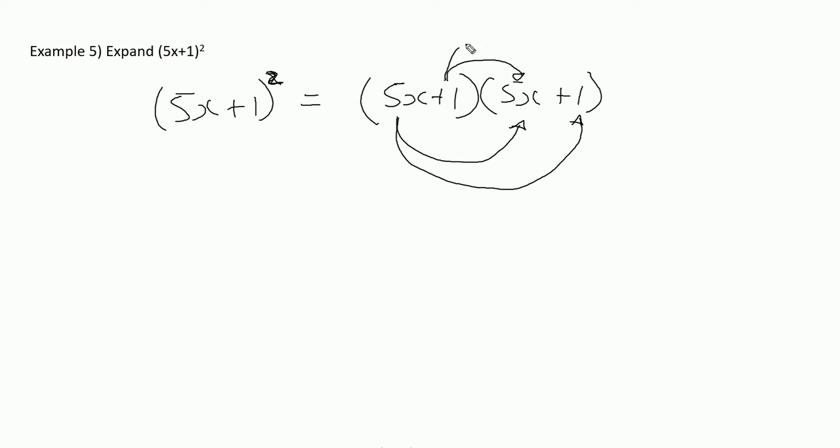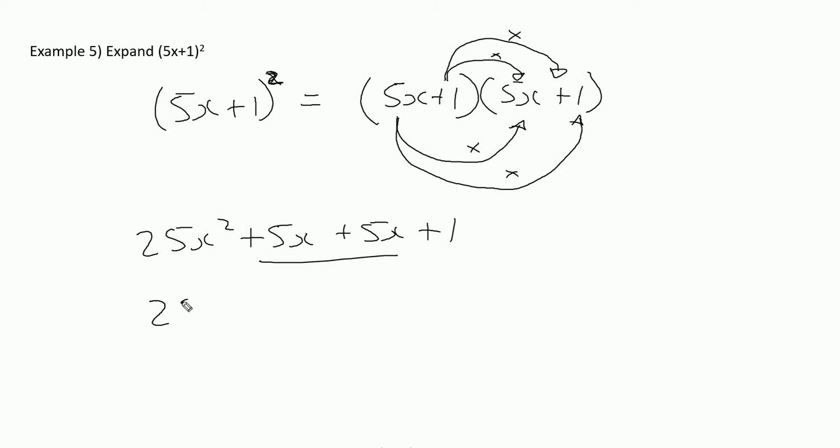Again, a good check is every value in this first bracket must have 2 arrows originating from it, and every term in this bracket must have two arrows pointing to it, and it's first multiplied by first, first multiplied by last, last multiplied by first, last multiplied by last. So now following these arrows gives you 25x squared plus 5x plus 5x plus 1, just following these multiplication arrows. Again, simplifying those terms in the middle will give you 25x squared plus 10x plus 1. Moving on.